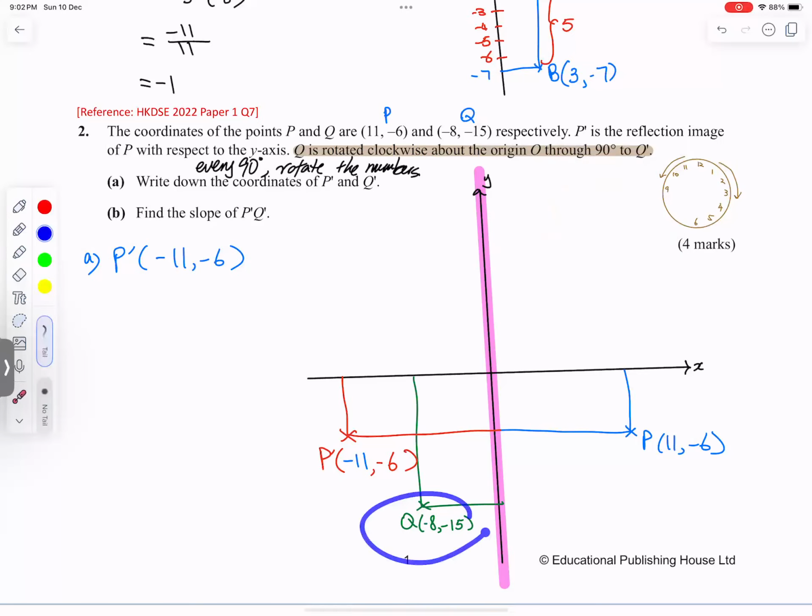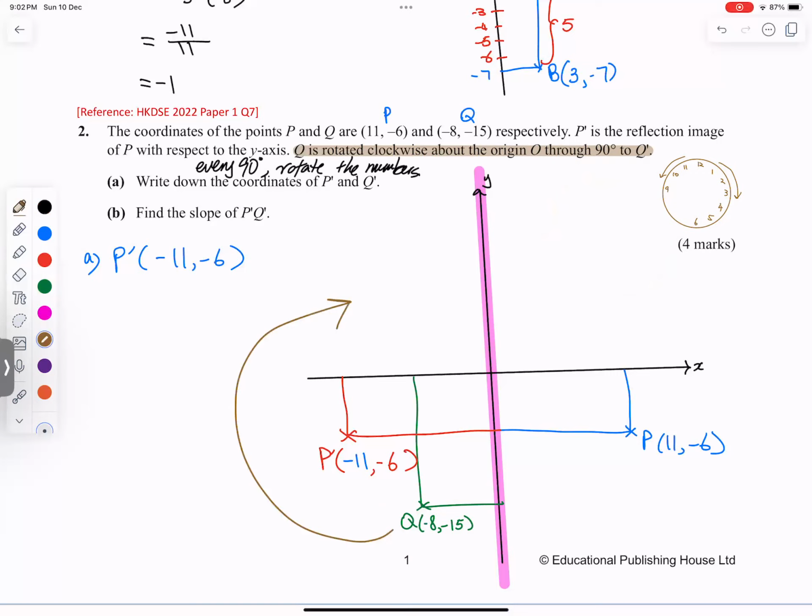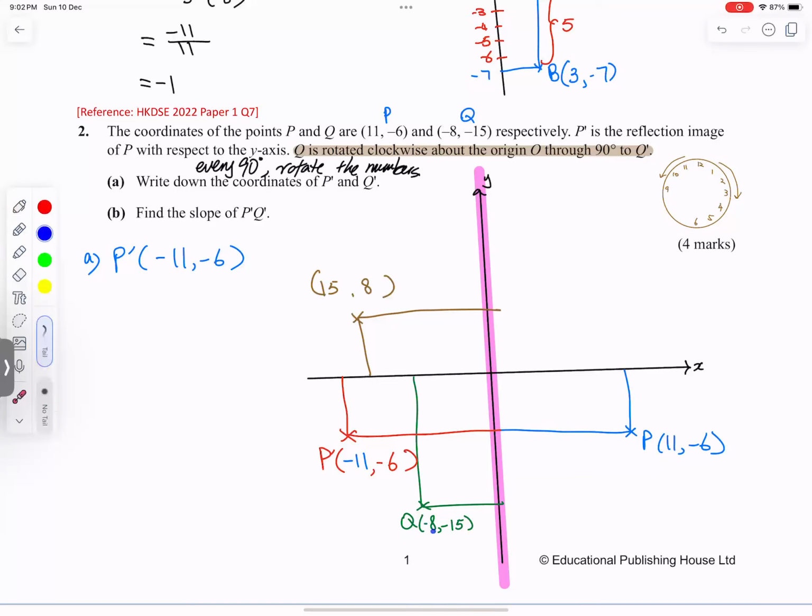So originally Q is here. Now you're rotated 90 degrees. So it goes there. So if it's 8 and 15 here, going to the next box, it will be 15 and 8. Okay, write the numbers first. 8, 15 goes there, rotating one box, so you rotate the numbers as well. So 8, 15 turns to 15 and 8.